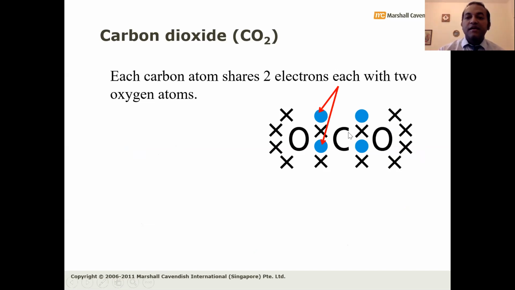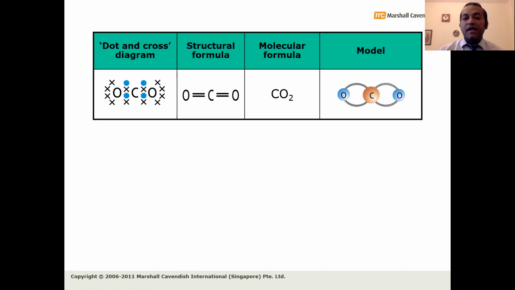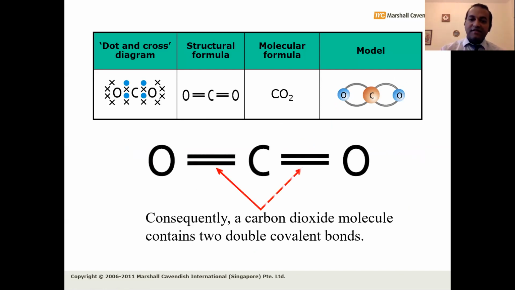Okay, so we can see this example, the final one, carbon dioxide. Each carbon here has 4: 1, 2, 3, 4. It's not stable. Right? Each oxygen has 6: 1, 2, 3, 4, 5, 6. So this one carbon will share 2 of the electrons with this oxygen, another 2 with this oxygen. So they can become an octet. All right, and because it's double, they form two double covalent bonds. Am I right? You can see.